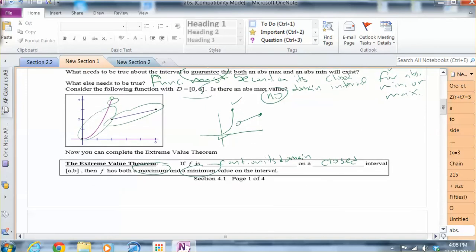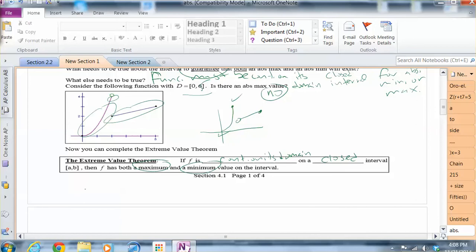And usually if we omit the word absolute, it will be implied that that's what we're talking about. I'm not sure what's going on here, it's kind of bugging out.